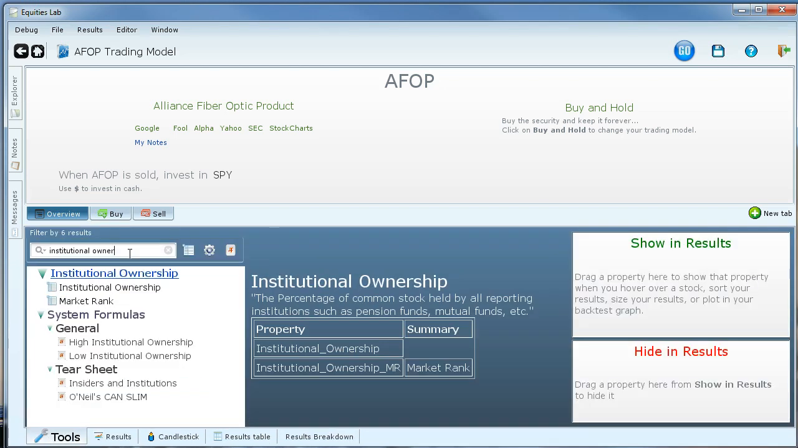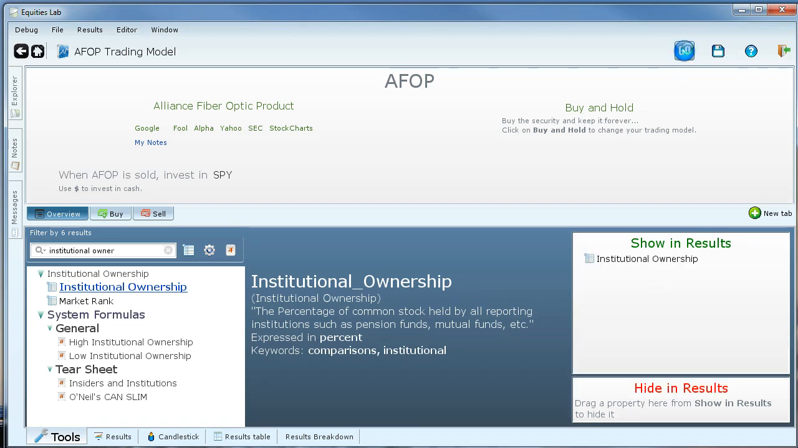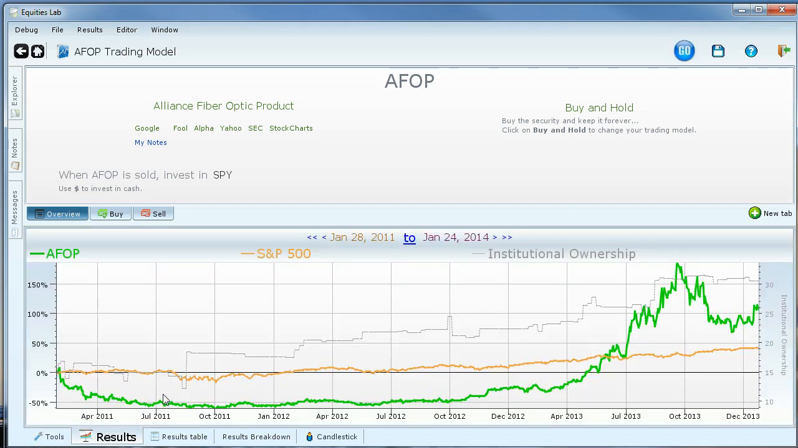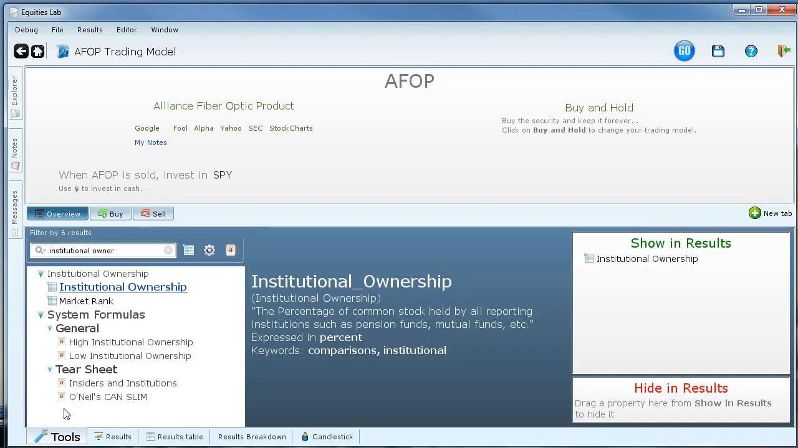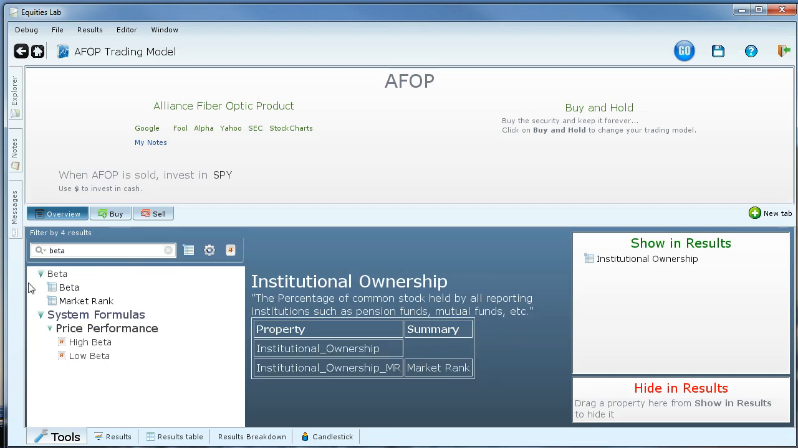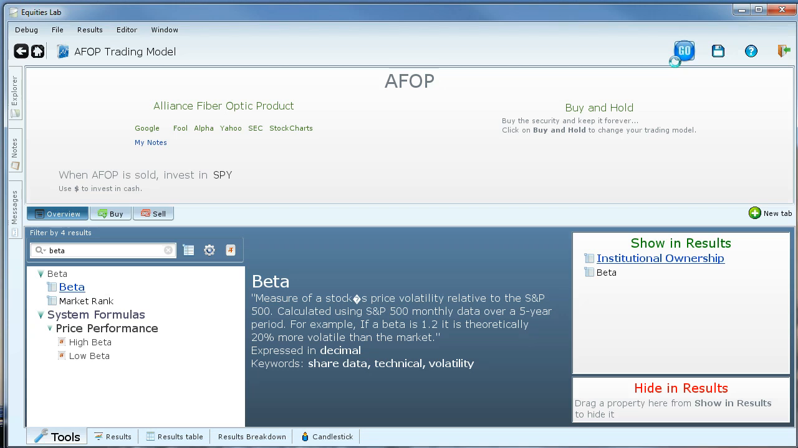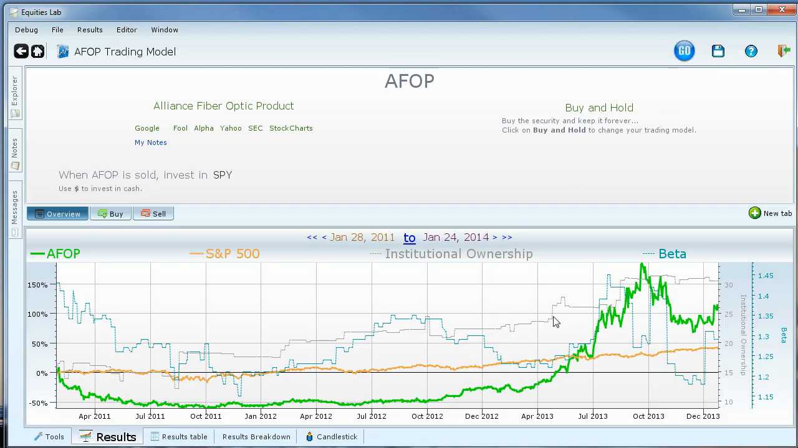Now we can plot anything we want on this graph. For instance, institutional ownership. Notice how for AFOP, institutional ownership is gradually increasing throughout time, so it's becoming a little more appealing to institutions. Why don't we plot beta to see how volatile this stock may be? Now the blue line is beta. So you can see it hovering between 1.4 and 1.2 since January 28th, 2011. So this isn't too volatile of a stock.